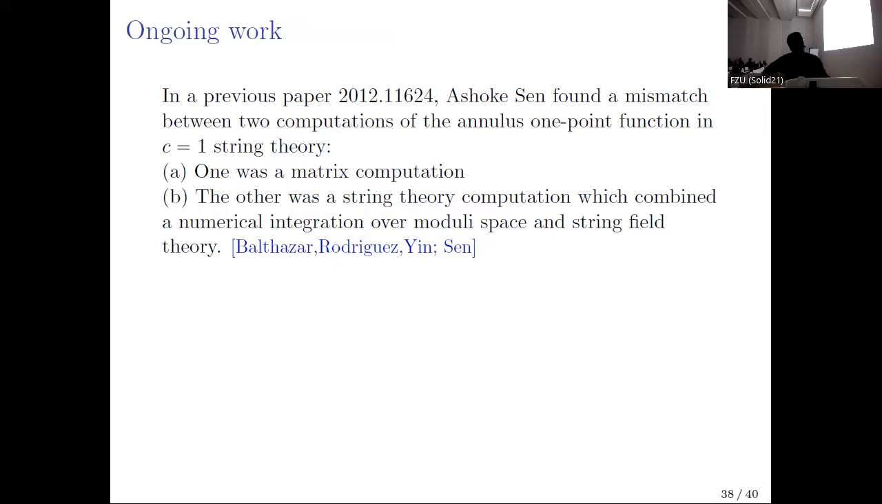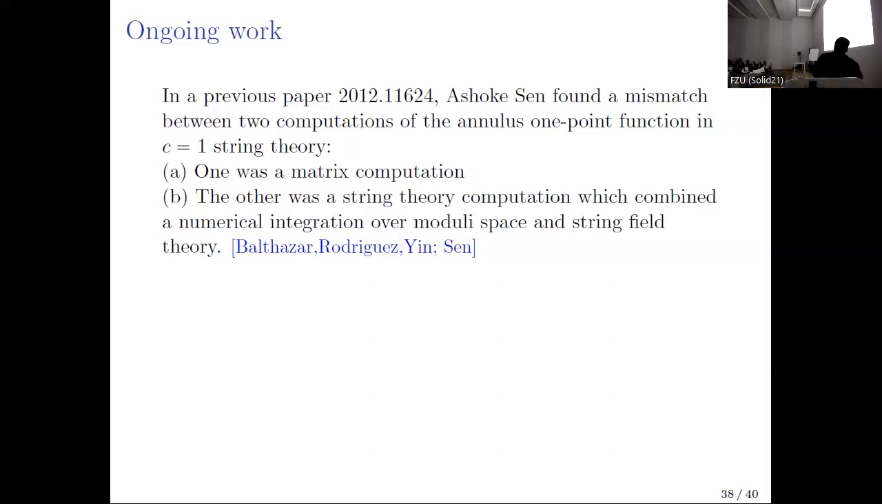In this paper from December of 2020, a mismatch was found between two computations of the annulus one-point function. So now we are not talking just about free energy, but about a one-point function on the annulus, which is relevant for the next order computation of the BRY that Balthazar, Rodriguez, and Yin did. So the matrix computation is just correct. It gives you something. The other was a string theory computation in which you do the bulk moduli space integral numerically. That was done by BRY. And then at the boundaries of moduli space, you deal with string field theory. So Ashoke computed that. And he just found a mismatch. The matrix model was predicting some number is 0. And this numerical integration plus the SFT analysis was giving 1/2.